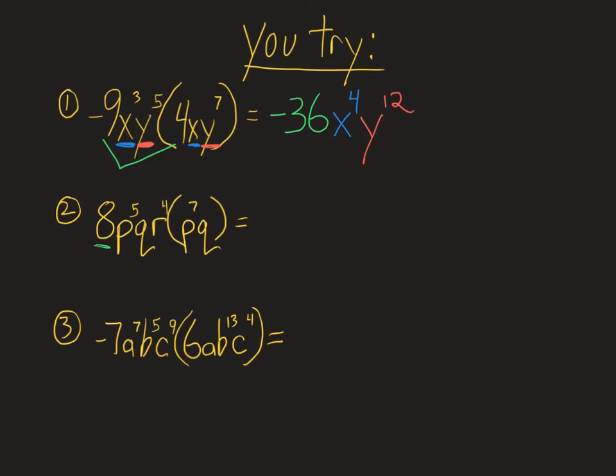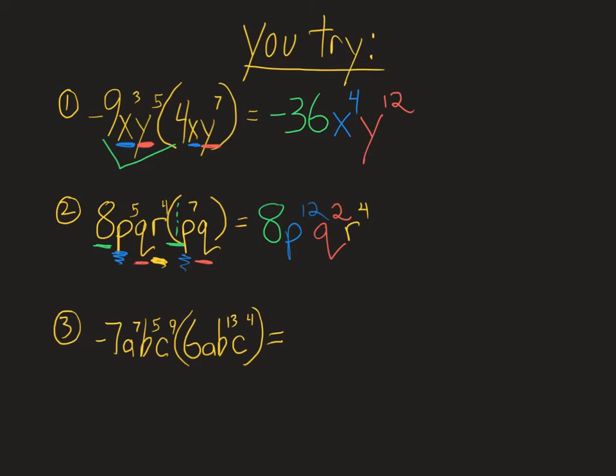All right, 8 times nothing. Remember, there is something there, the invisible 1. So 8 times 1, 8. P5 and a P7, P12. Q and Q, they both have the invisible 1. That is a Q squared. And finally, I've got an R to the 4 there with nothing else to combine with, so he still goes over to that answer.